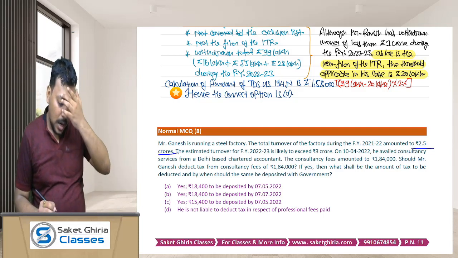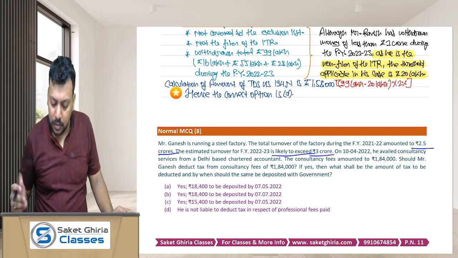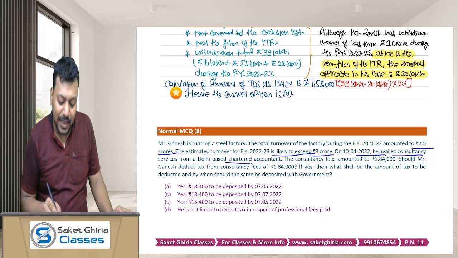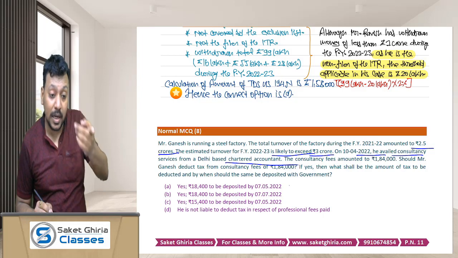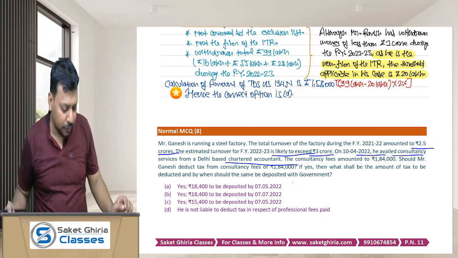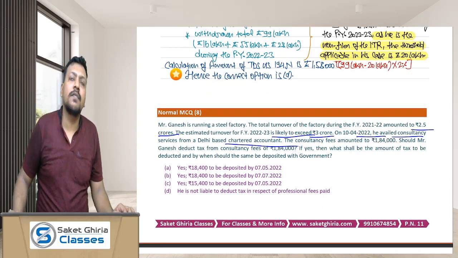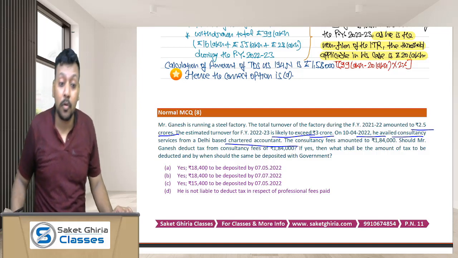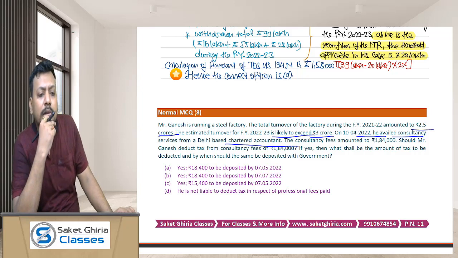The estimated turnover for 22-23 is likely to exceed rupees 3 crore. On 10/4/2022, he availed consultancy services from a Delhi-based chartered accountant. Dear friends, when you are taking consultancy services from a chartered accountant, the primary TDS provision is under section 194J. For the applicability of 194J, if you are an individual or HUF, the receipt from the profession should exceed rupees 50 lakh, or the turnover from business should exceed rupees 1 crore.